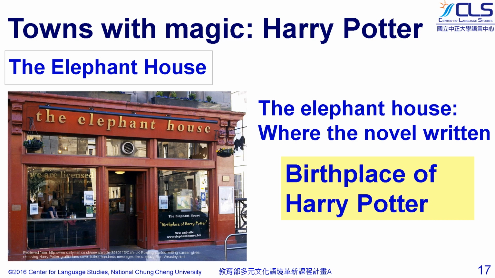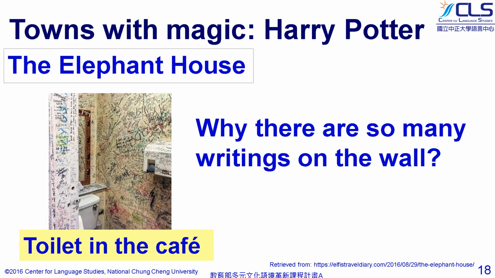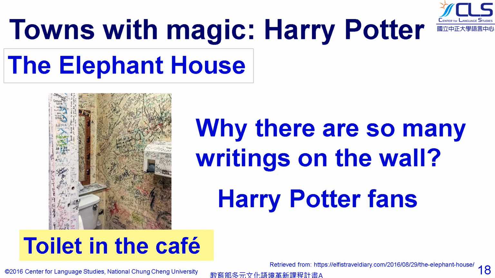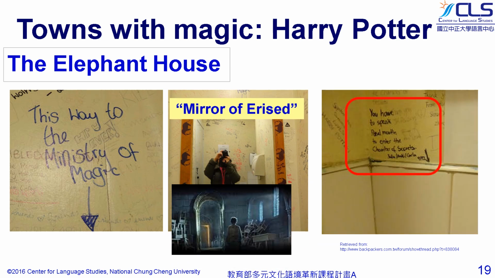In order to save the utility fee, she worked in this cafe, and the Elephant House becomes the birthplace of Harry Potter. The scribbling on the wall of the toilet in the cafe is all from Harry Potter fans. They sign the names and also leave the appreciations to J.K. Rowling for taking them to the imaginative world.